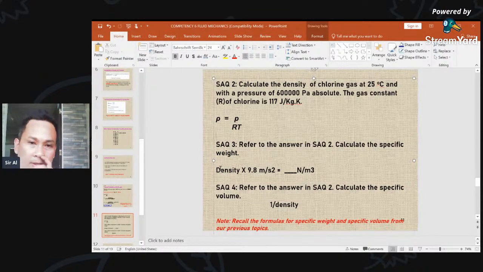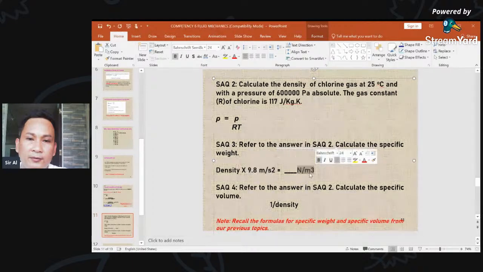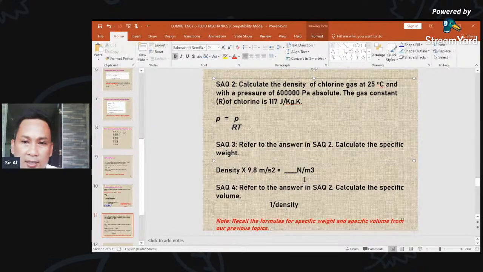So how to calculate the specific weight? Simply multiply density with the acceleration due to gravity. This is a constant also, right? We have already encountered this in our previous discussion. Acceleration due to gravity is 9.8 meter per second squared. And the unit of the answer is that one you should put there. Calculating the specific weight.